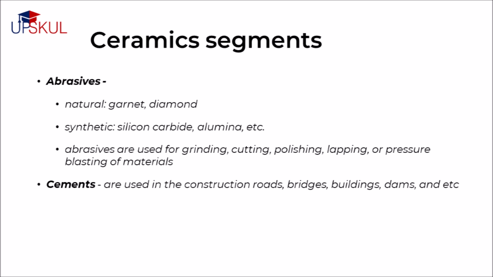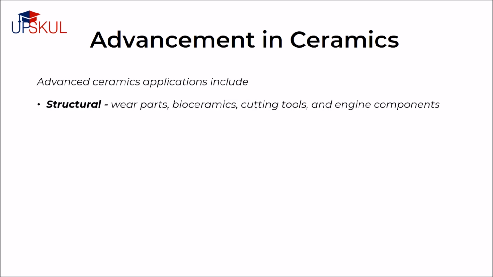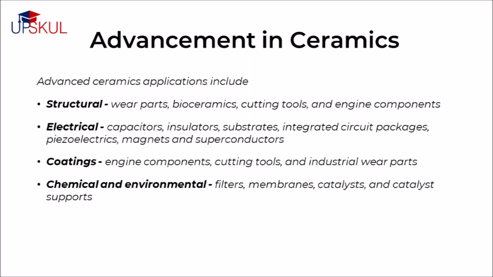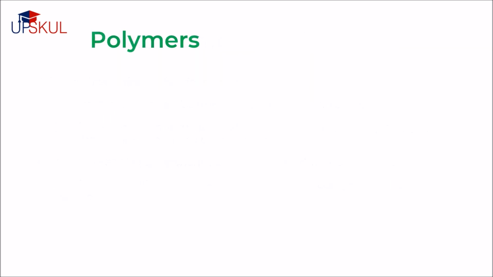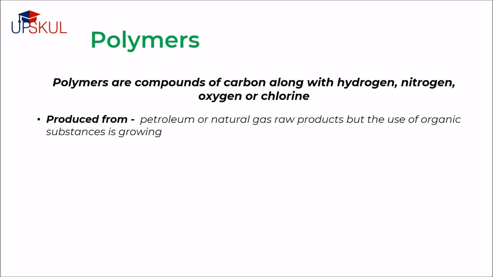Cements are used for roads, bridges, buildings, dams, and all kinds of construction. Advanced applications of ceramics include structural, electrical, coating, chemical and environmental purposes. Next, coming to polymers. Polymers are compounds of carbon along with hydrogen, nitrogen, oxygen, or chlorine. Polymers are primarily produced from petroleum or natural gas raw products, but the use of organic substances is growing.